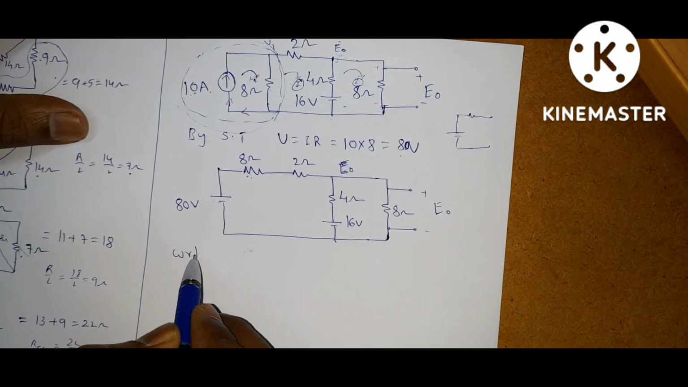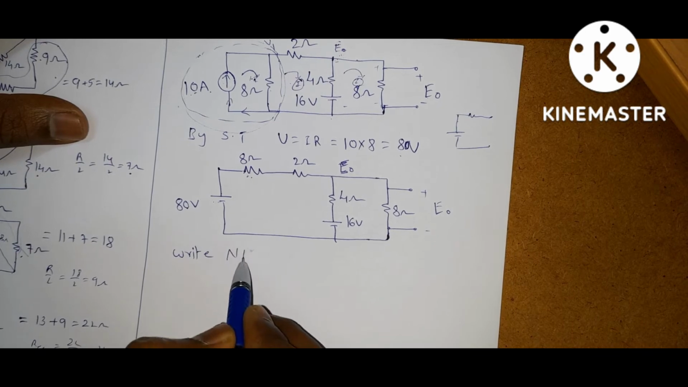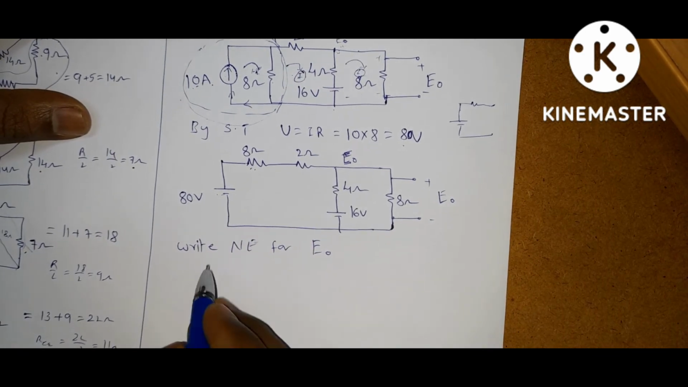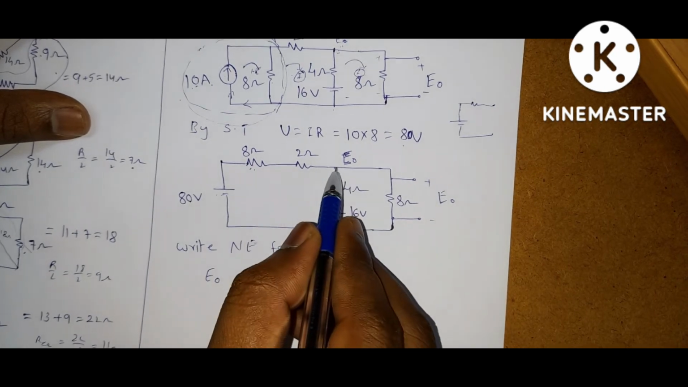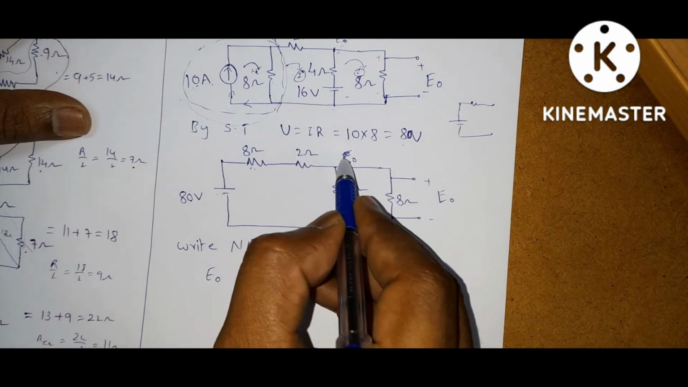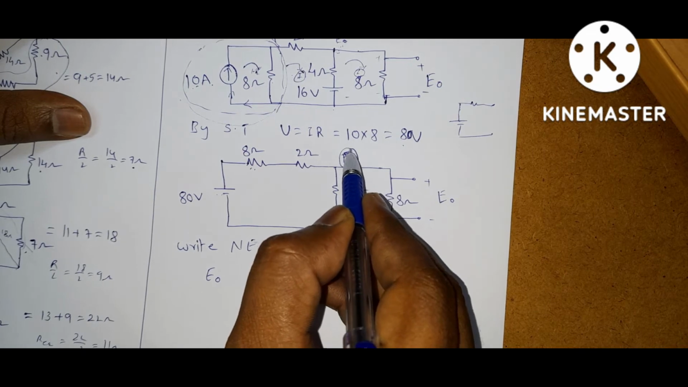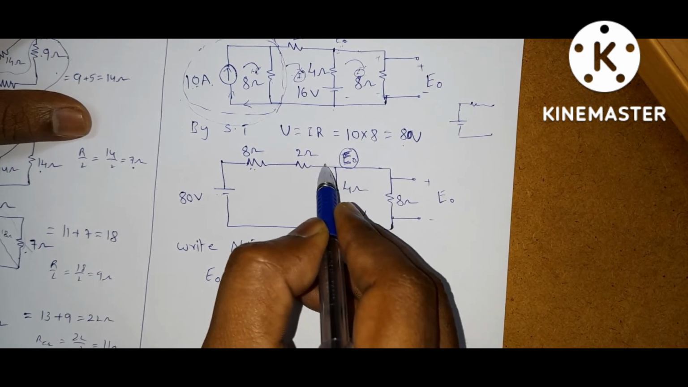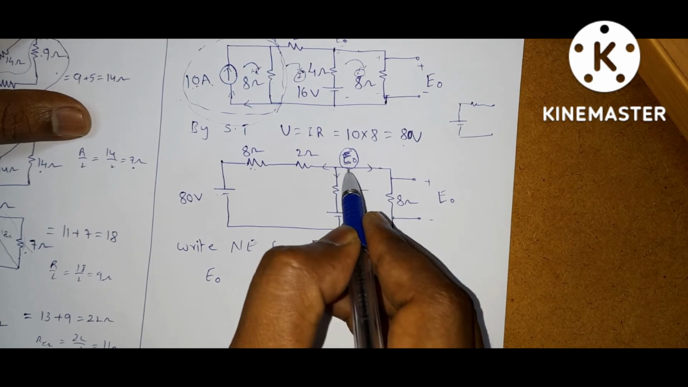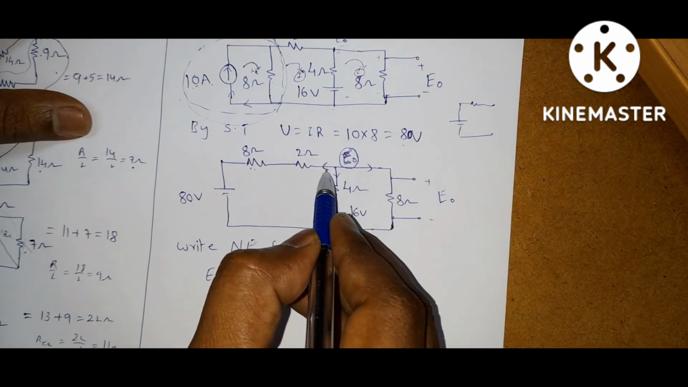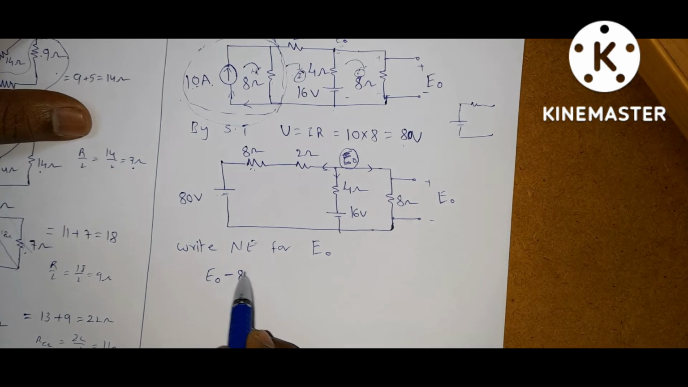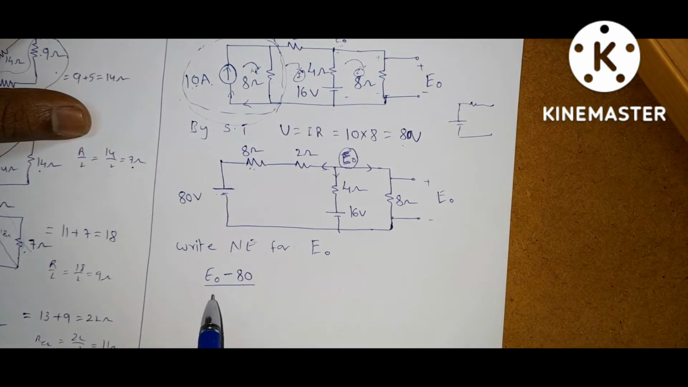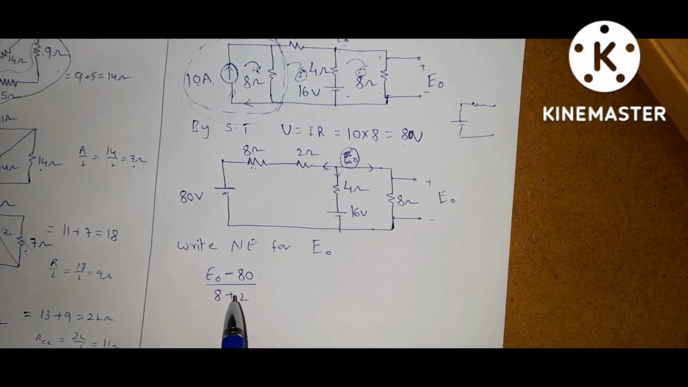So write the node equation for E naught. So what are we getting? If you want to write the node equation for E naught, assume this node is at the highest potential. If it is at the highest potential, all currents must leave this node. So from this, what is this current? E naught minus 80. This is plus, so E naught minus 80. These two are in series, so 8 plus 2.